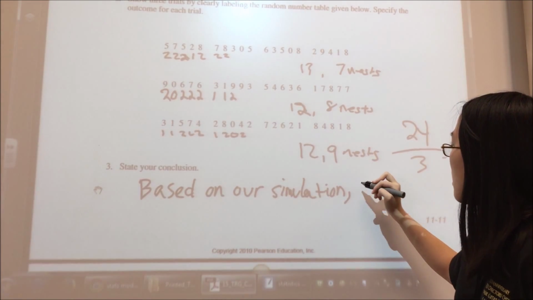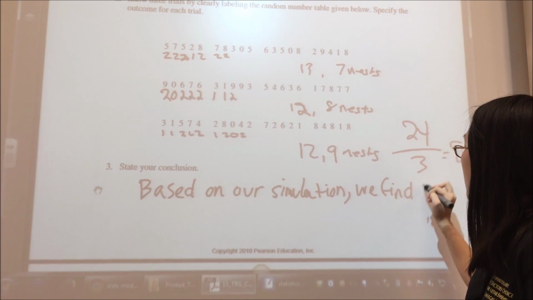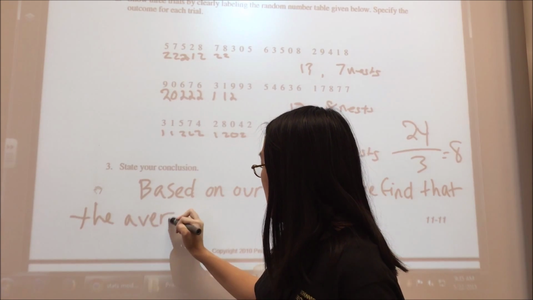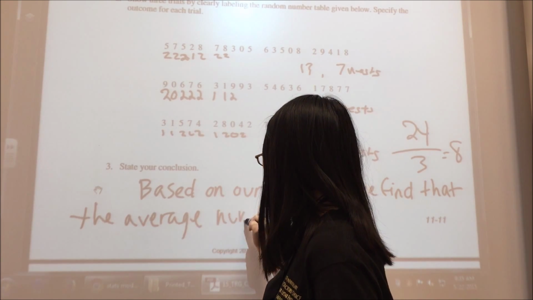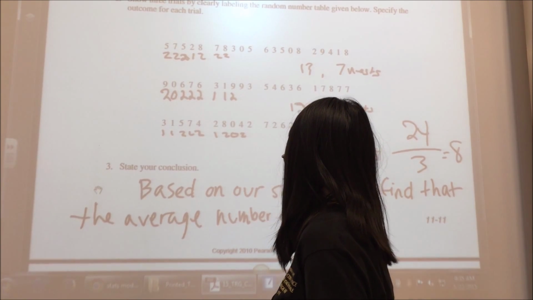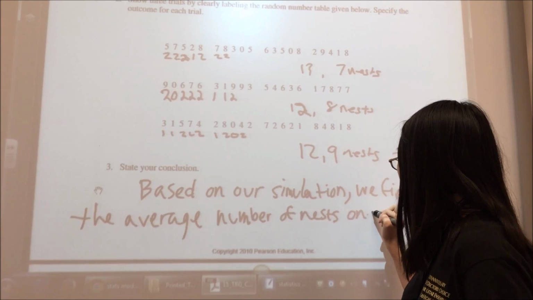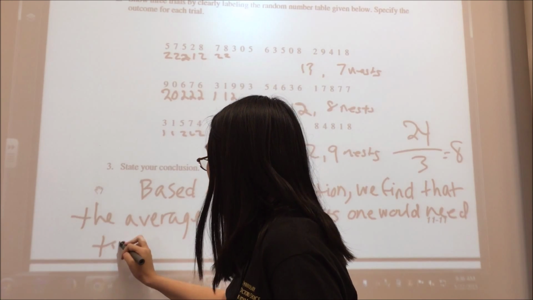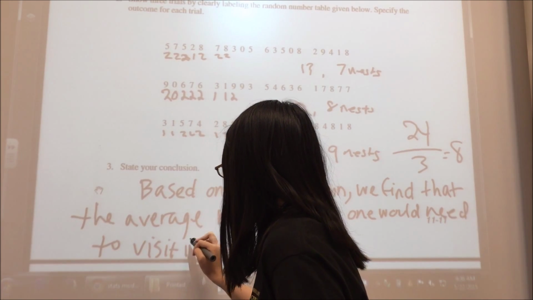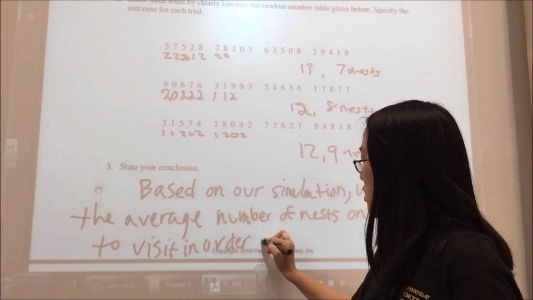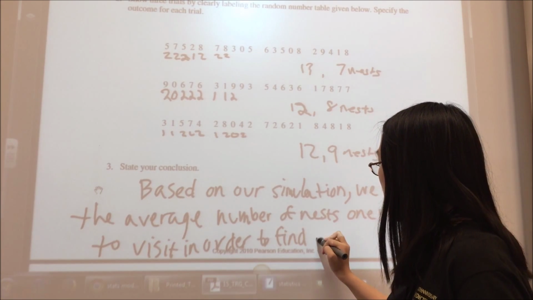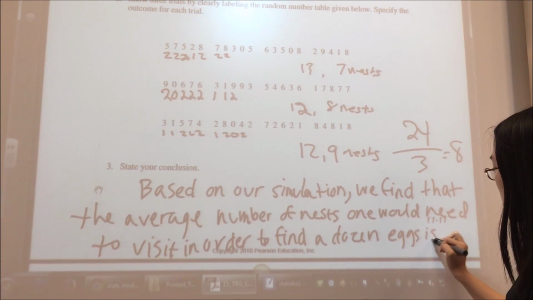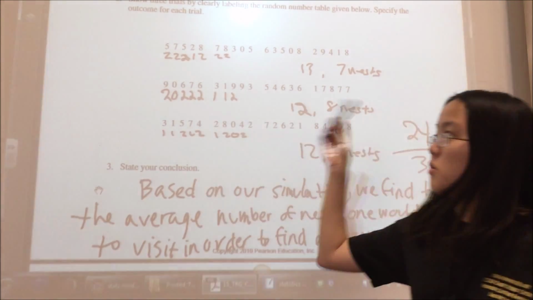So based on our simulation, we find that the average number of nests one would need to visit in order to find a dozen eggs is 8. So there you go. You solved the entire problem.